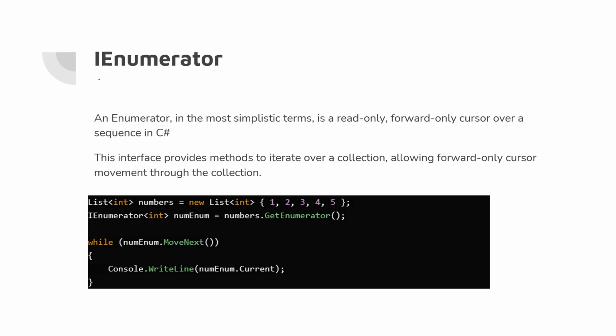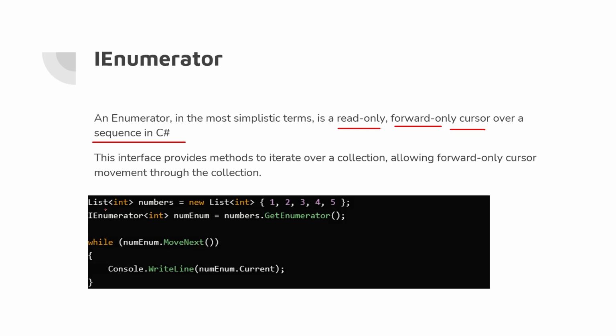Now let's understand some of the basic points about enumerator. An enumerator in the most simplistic terms is a read-only, forward-only cursor over a sequence or a collection in C#. So what IEnumerator will do, right? It will provide a read-only, forward-only cursor, and using that cursor, we can traverse through a collection. You can see that happening in this example.